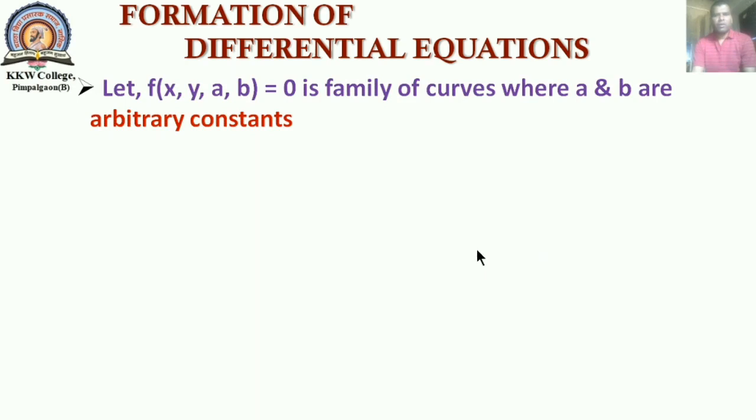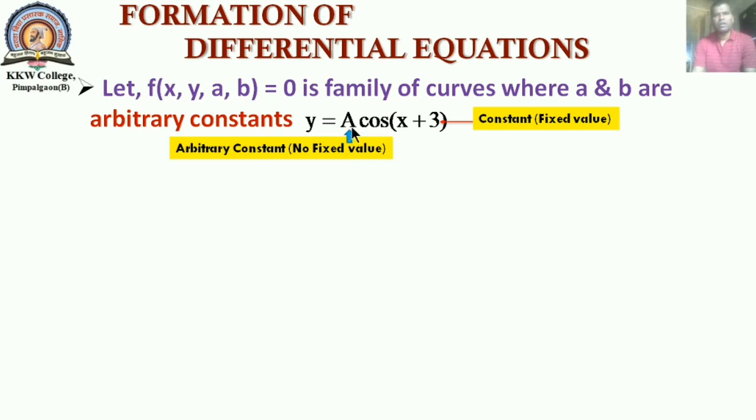We will see the formation of a differential equation. y = f(x, a, b) is a family of curves, where a and b are arbitrary constants. We have y = a cos x + 3. 3 and a are both constants. The value 3 is a fixed constant and a is not a fixed value. Therefore a is called arbitrary. Find the differential equation of this family of curves.